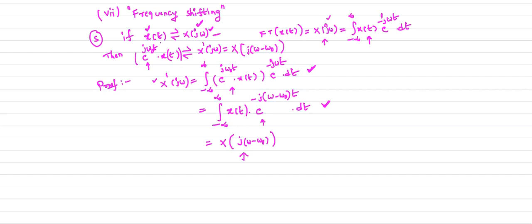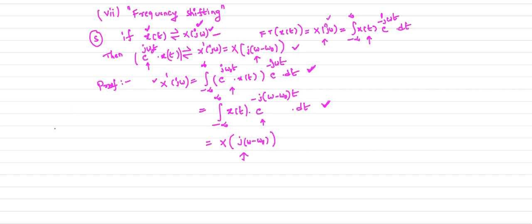So that means what? When you multiply your time domain signal by this factor e^(j omega naught t), the corresponding Fourier transform is shifted to the right in the frequency domain by omega naught units. This is the shifting in the frequency domain. Previously your signal was X(j omega). Now if you multiply your time domain signal by e^(j omega naught t), the signal in the frequency domain is shifted by omega naught units towards the right. This is your frequency shifting property.